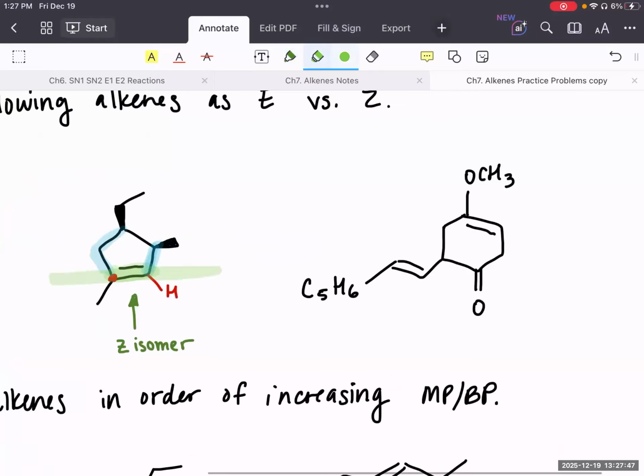Next, we can do this final one. Here we can see that we have this plane for this alkene, and then we have hydrogens, so we're going to ignore those. We really only care about the carbon chains going to the left and to the right. Those are on opposite sides of the plane, and so this is going to be an E isomer.